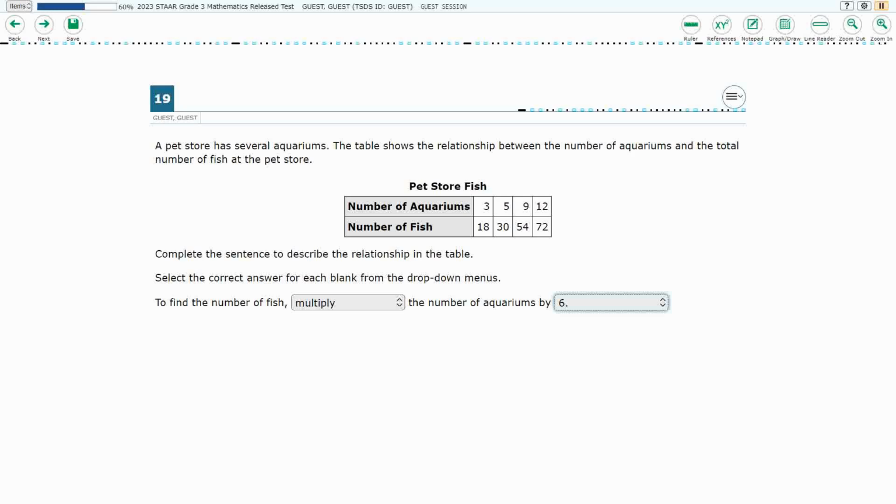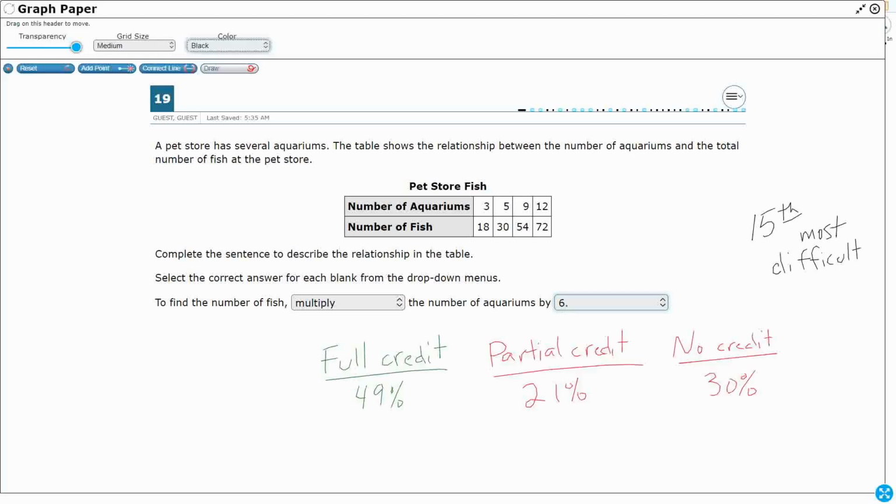That's the answer. Let's see how we did across the state of Texas. So this was tied for the 15th most difficult, right in the middle of a 30-question test in regards to difficulty. Just a little bit less than half our students got it for full credit. That means they got both of those answers correct. Partial credit means they just got one. So you put those together, you got 70%.